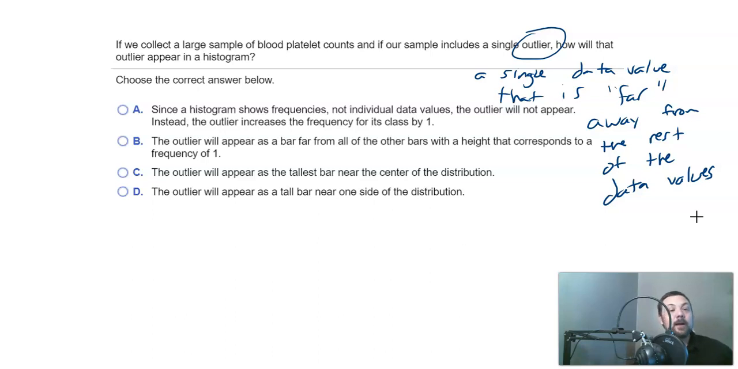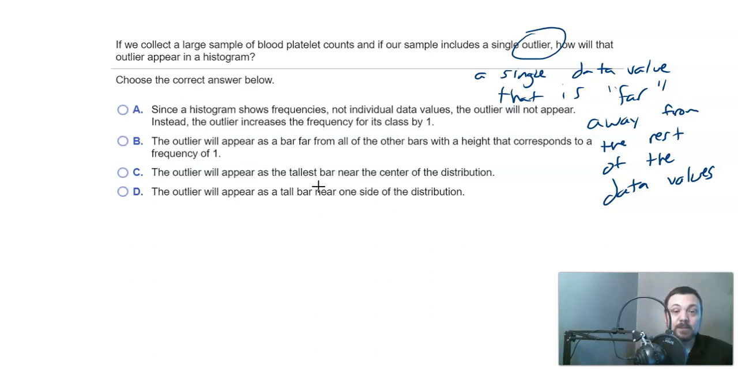And how will that outlier appear in a histogram? So this is actually one of your homework problems, and it's going to look the same in your homework because there's not really any way to vary this question. So I'm basically going to do this homework problem for you, and that's your reward for sticking it out to the end of the video, I guess. So let's read our options here.